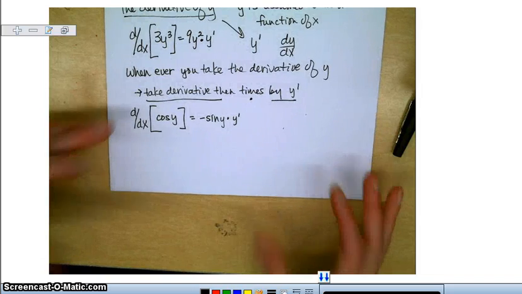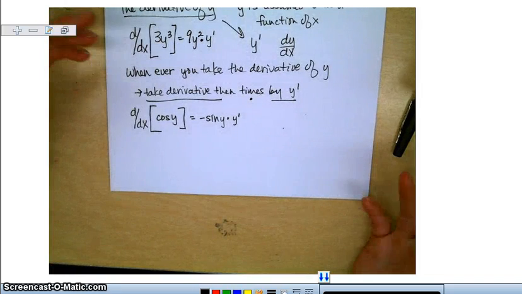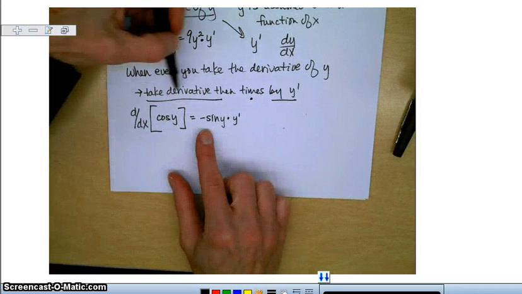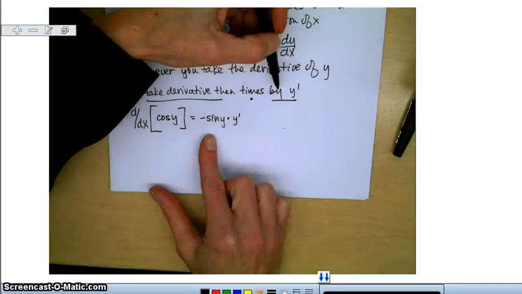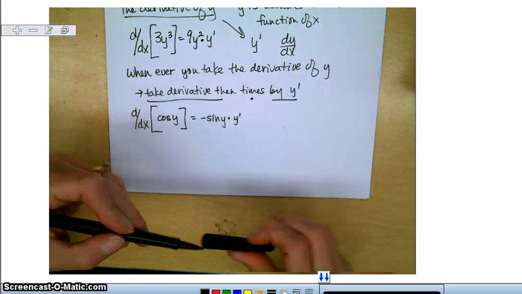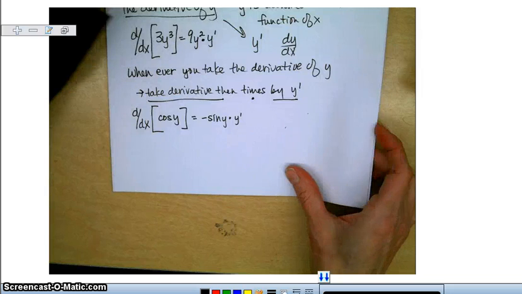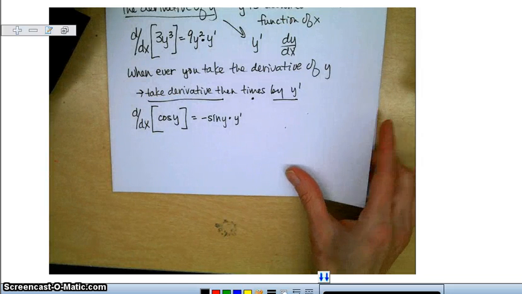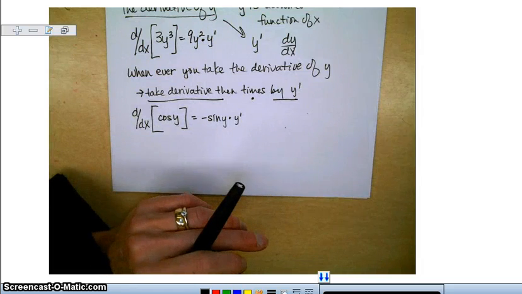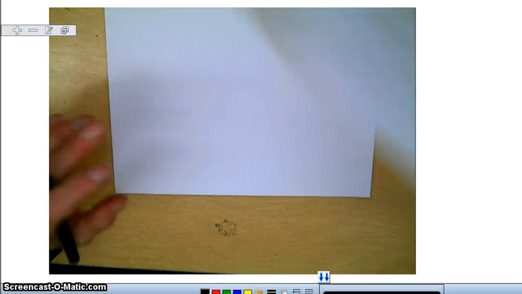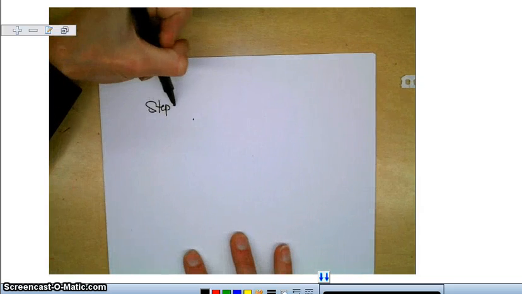Okay, so that's the main hurdle we have to get through. How do I take derivatives when there's y's mixed up in the problem? And that is, follow this set of instructions here. Now we have a main process that we want to be able to go through in order to solve an implicit differentiation problem. So these steps are all in your book on page 142. I'm going to outline them here now, though. So these are your steps for implicit differentiation.